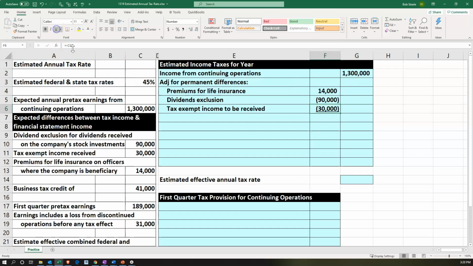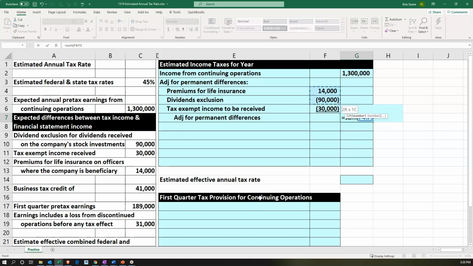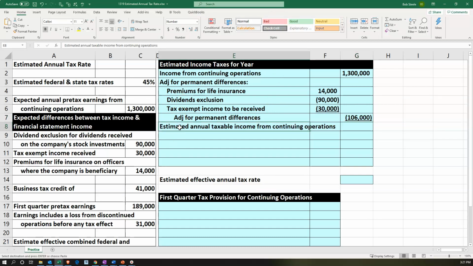I'm gonna put an underline under this. It'll be there on your worksheet already. Then we'll have the adjustment. So these are going to be the adjustments for the permanent differences. I'm just simply going to sum this up, equals the sum of the 14,000 minus the 90,000 and 30,000. That's going to be a net decrease of the 106,000. So that then will give us the estimated annual taxable income from continuing operations.